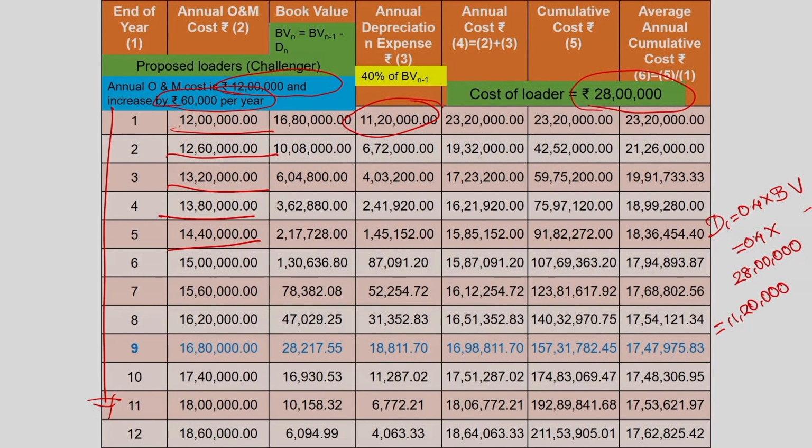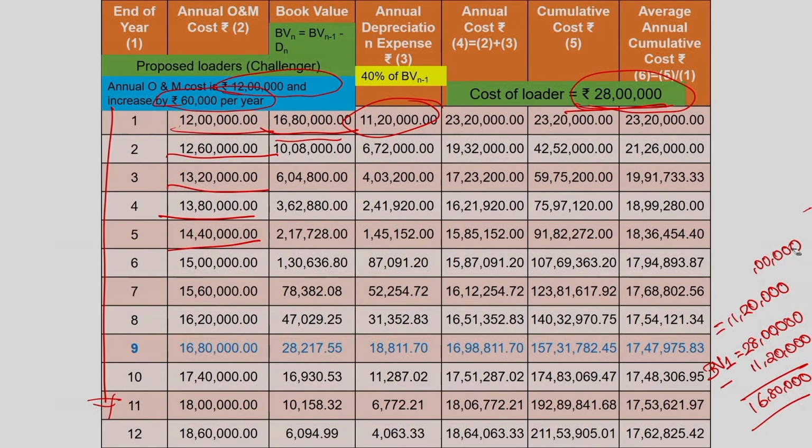Okay. So now you calculate the book value at the end of first year. So what is the book value at the beginning of year? That is nothing but your purchase price of the machine, 28 lakh, minus the depreciation for the first year. That's nothing but 11,20,000. That gives you the book value at the end of the first year as 16,80,000. Okay. So hope you can understand. So let us work it out for the second year.